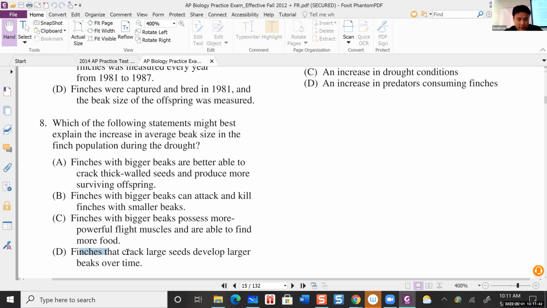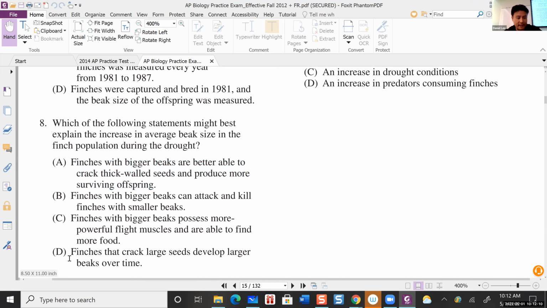D is kind of true also, but when I read this one, I don't want to say develop larger beaks over time, because that seems like what Lamarck would say, use and disuse. So the answer is actually A here. A did not conflict with the data. A is the best answer. Finches with larger beaks were better able to crack thin-walled seeds and produce more offspring. That's why there's a shift in the average beak size. Okay, so that is good.